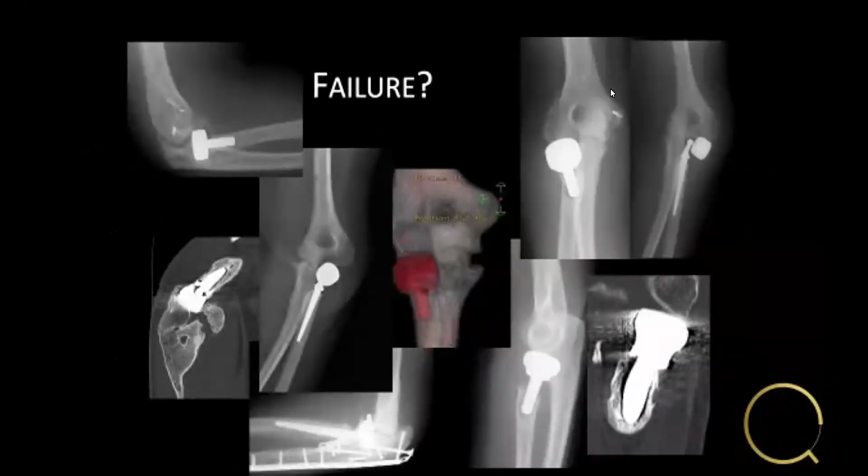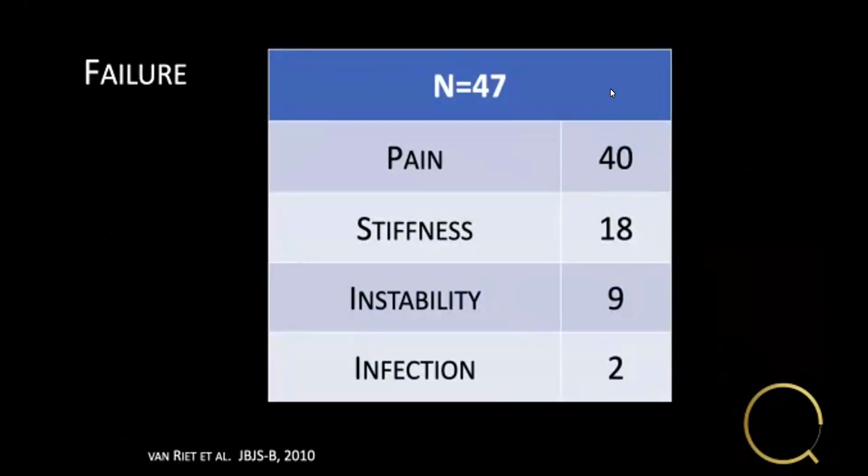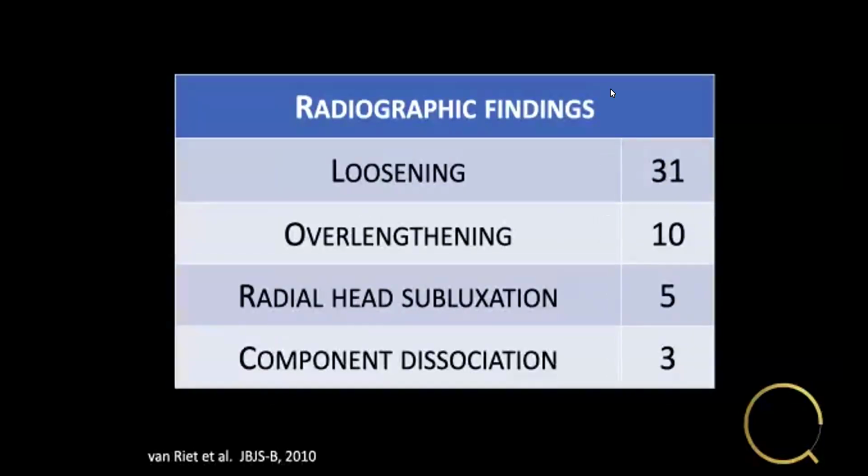So why do these fail? In a study that we published in 2010, this is the Mayo experience, not my experience, we found 47 patients, 40 of them had pain, 18 had stiffness, 9 had instability, and 2 had an infection. Loosening was found in 31 patients, over-lengthening in 10, radial subluxation or instability in 5, and component dissociation in 3.